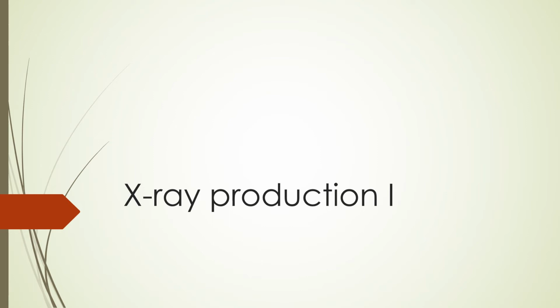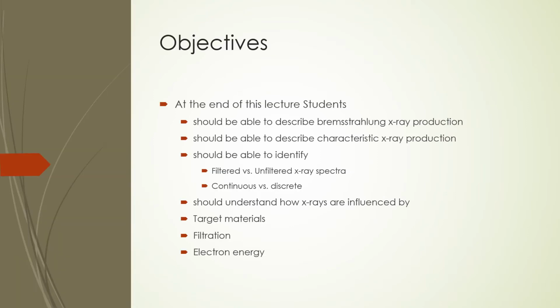This is the first lecture on X-ray production. Let's look at the objectives for today. After today's lecture, students should be able to describe Bremsstrahlung X-ray production and characteristic X-ray production. Students should be able to identify filtered versus unfiltered X-ray spectra, as well as the distinction between continuous and discrete spectra. Students should also understand how X-rays are influenced by the type of target materials used, the amount of filtration, as well as the electron energy or tube potential.